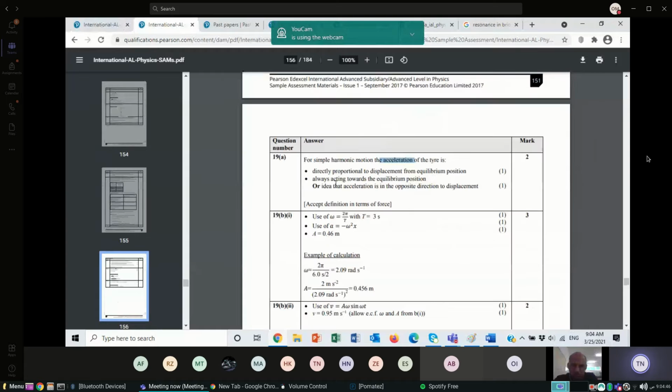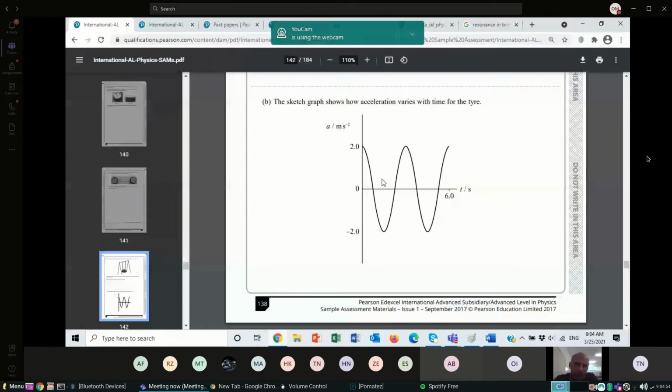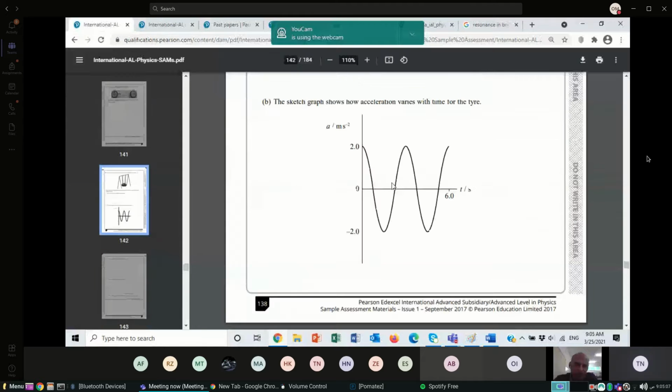So this is the acceleration time graph for the tire. Show that the amplitude of motion is about 0.5 meters. Easy question. So you have to use this W equals to 2 pi by F. So the frequency of the tire: this is 0.6 seconds, so this is for 2 waves, right? You have to find for one wave, so it would be 0.3 seconds. So time period is 0.3 seconds.